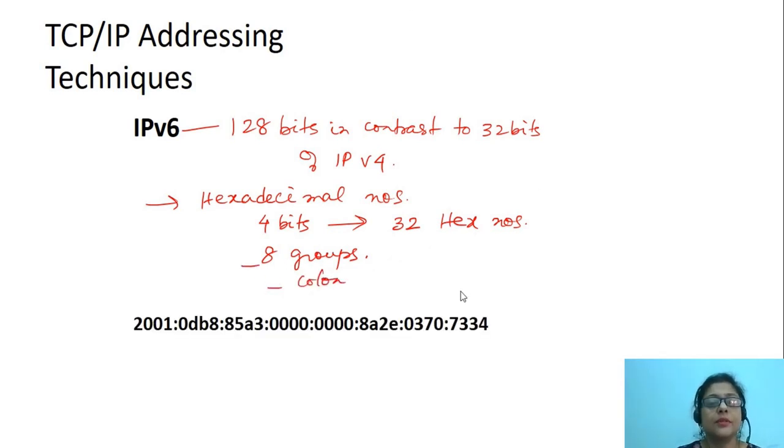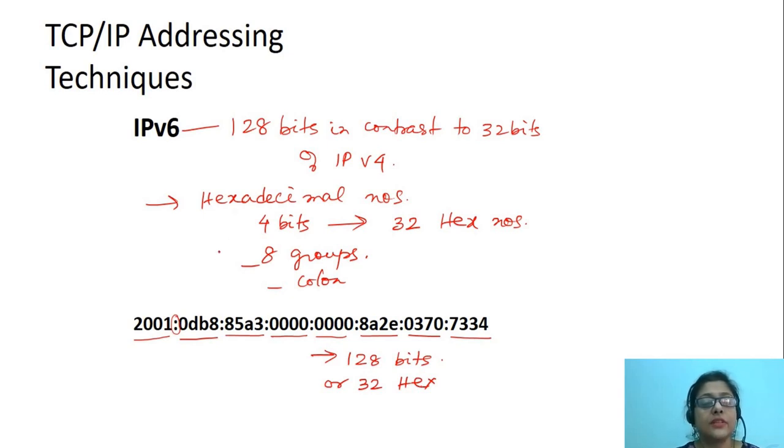So let us see an example. This is an example of an IPv6 address. You can see they are grouped like this and separated by colons. So we can have 2001, 0DB8, 85A3, 0000, 0000, 8A2E, 0370 and 7334. In total, there are 128 bits or 32 hexadecimal numbers. So this is the IPv6 addressing.